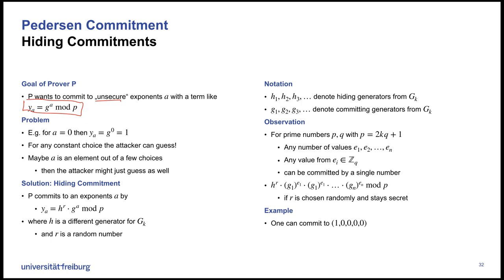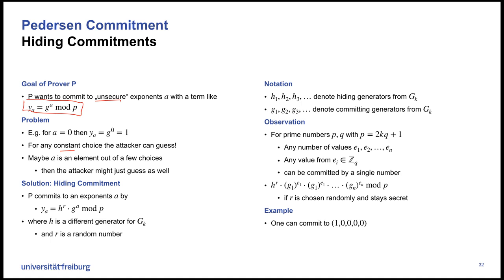And this is a problem because if it's a constant choice, the attacker can guess, or maybe you have 3 choices, and even if the choices are complicated but they're known, then you just try out all these possibilities. Now the solution is the following.